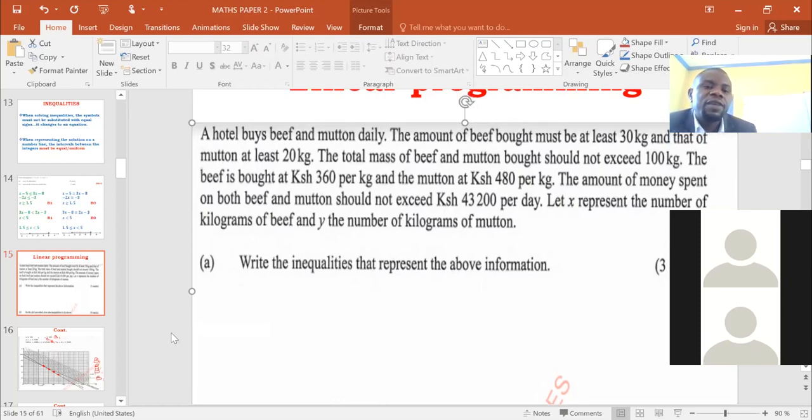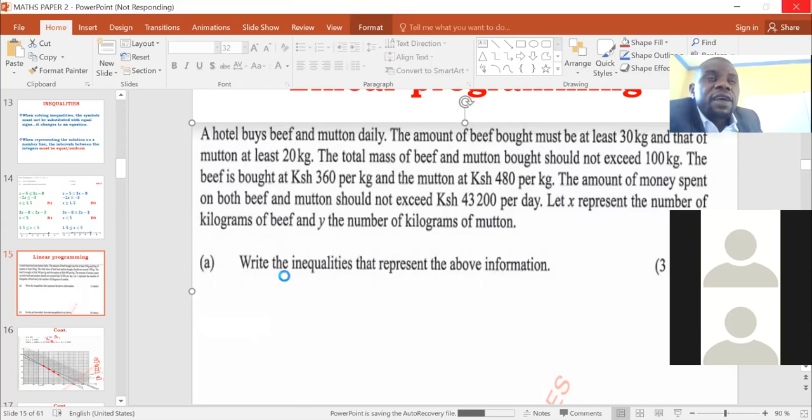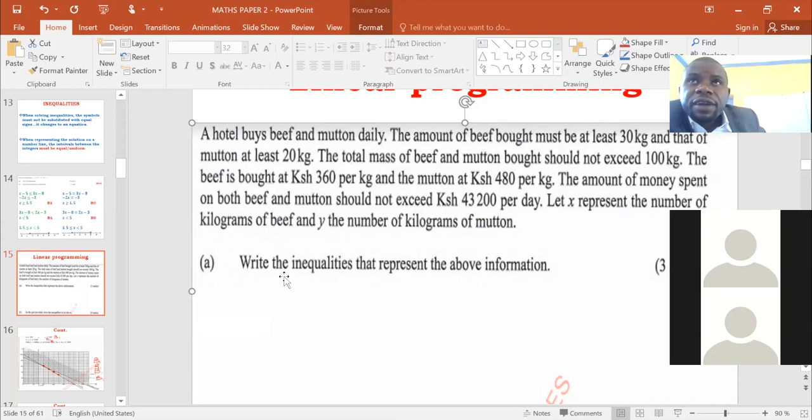So in that particular case, all you need to remember is there are keywords that are used there. Like the amount of beef must be at least 30 kilograms. When you're given "at least", which inequality are you supposed to use? Should be greater or equal, is that right? And that of mutton should be at least 20. So mutton, which is Y, should also be greater or equal to 20. The total mass of beef and mutton bought should not exceed 100 kilograms. Should not exceed, that means less or equal, is that right? Should not exceed, or should be a maximum of.